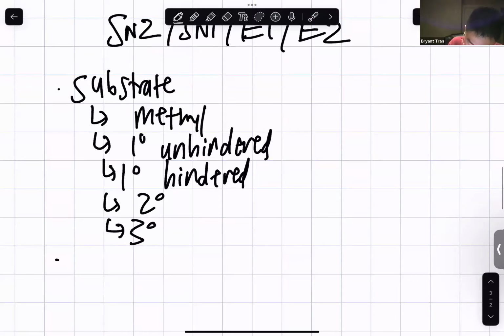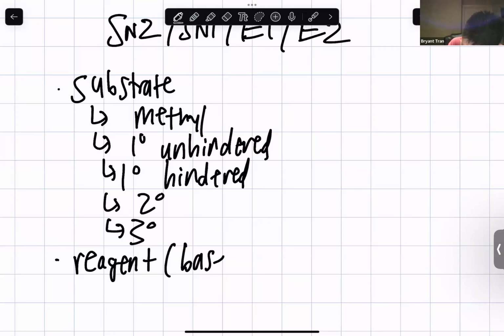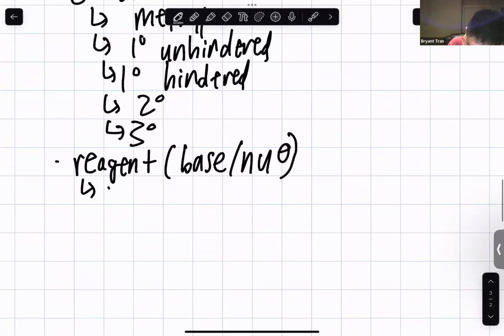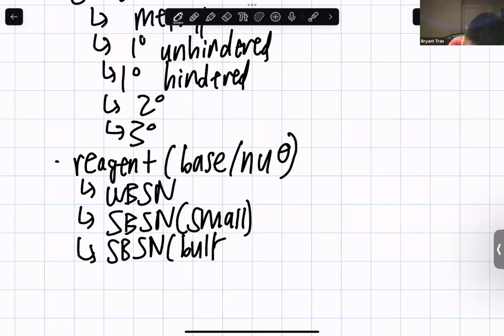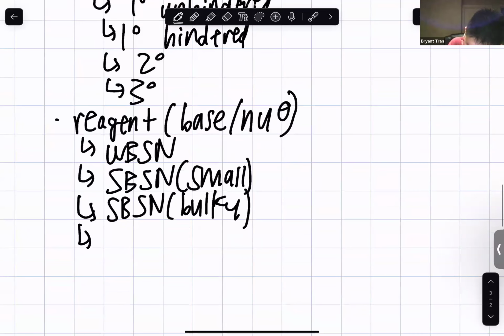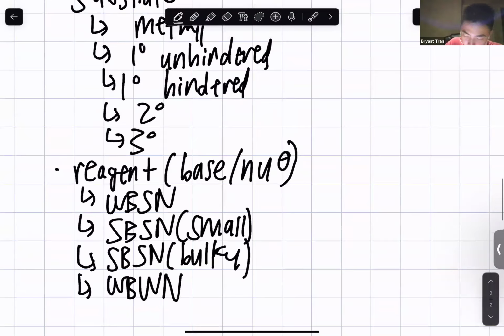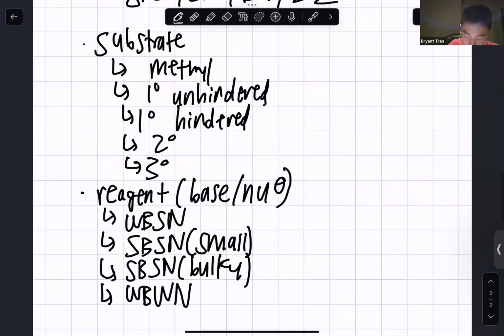The other thing I look at is the type of reagent, right? More specifically, the type of base and nucleophile the reagent is. And there are four different types of it. There's going to be a weak base, strong nucleophile. It could be a strong base, strong nucleophile that is small. It could be a strong base, strong nucleophile that is bulky, or it could be a weak base, weak nucleophile, right?